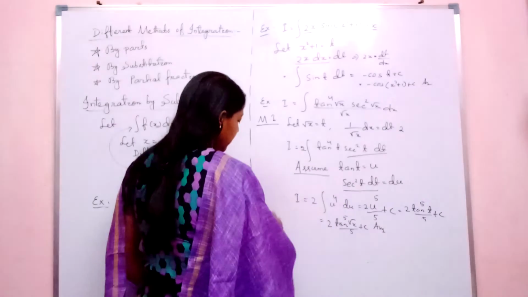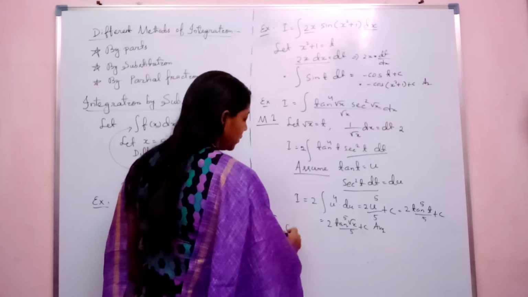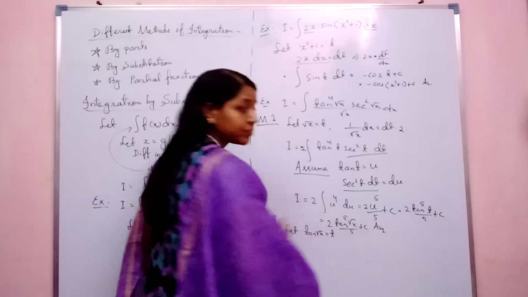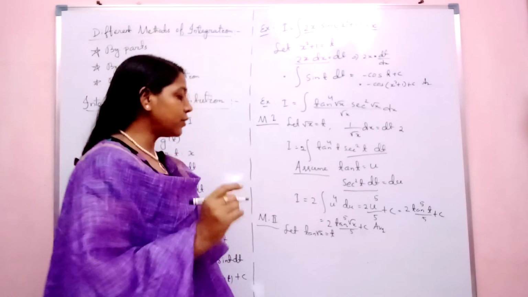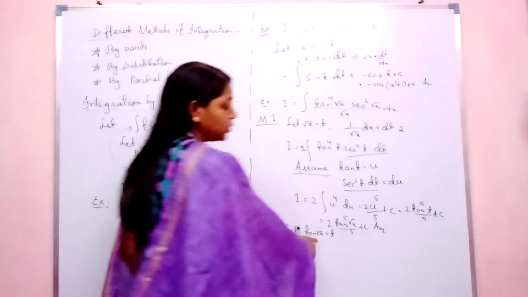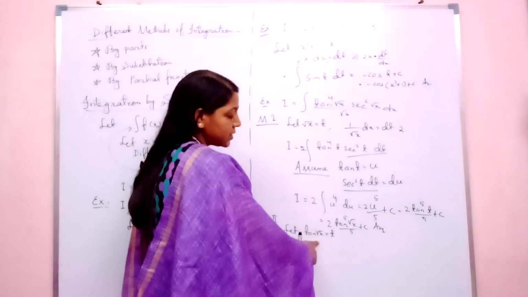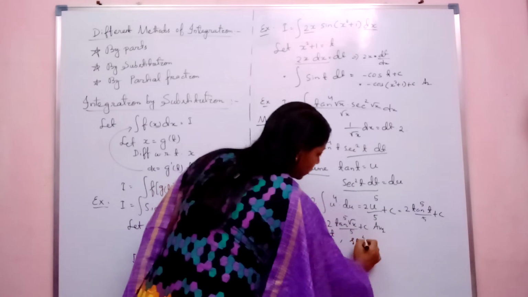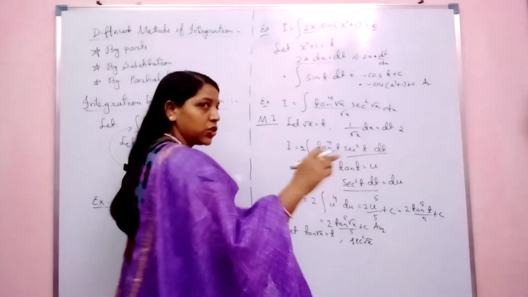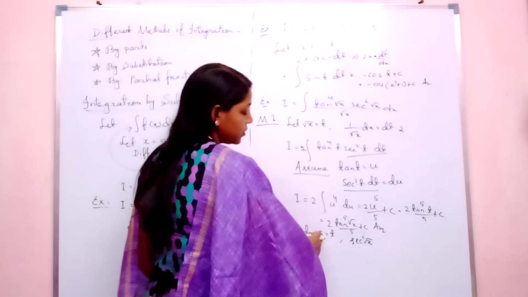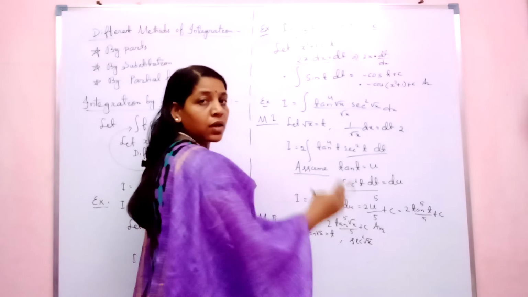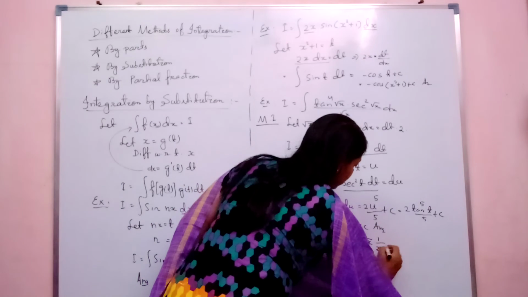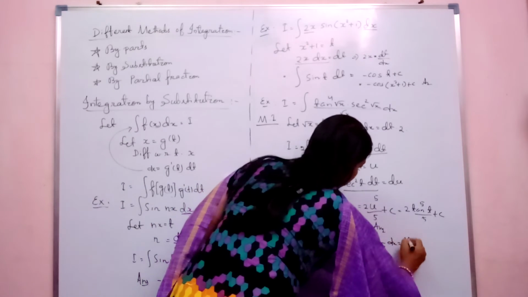Now let us see method 2. In method 2 what do you do? Directly assume tan root x equal to t. If you directly assume tan root x as t and differentiate it with respect to x, you know tan x differentiation will be secant square x. Here x is your root x. Now apply the chain rule of derivative. So what is the differentiation of root x? 1 by 2 root x. So hence write 1 by 2 root x dx equal to dt.